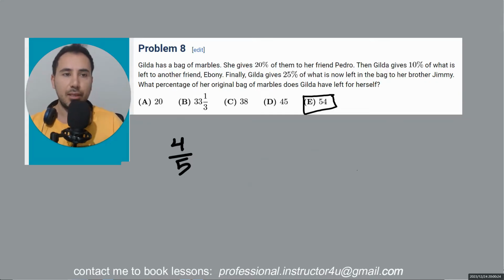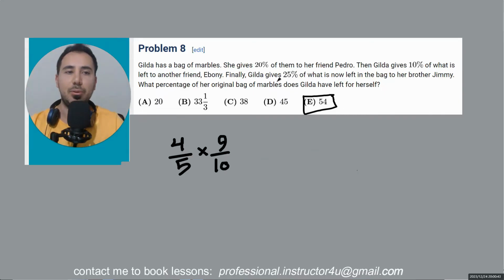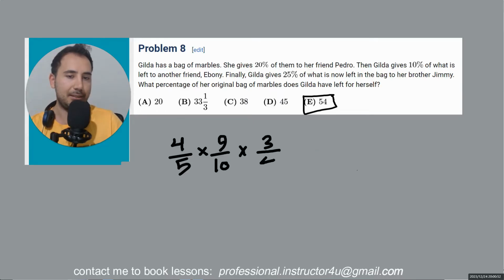Okay. So this is 4 over 5 to our friend Pedro. So then Gilda gives 10% of what is left to another friend. When you remove 10% from 100%, that's 9 over 10. Okay. And finally, Gilda gives 25% of what is now left in the bag to her brother Jimmy. So what is 25%? It's going to be 3 over 4. Is that clear?